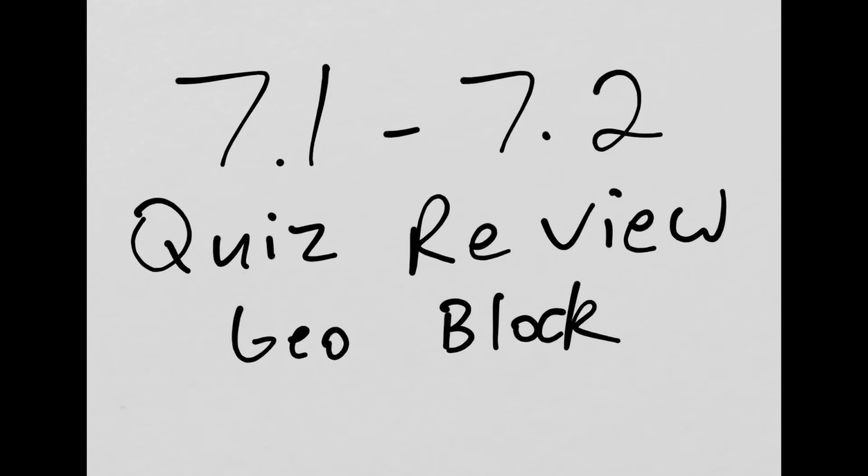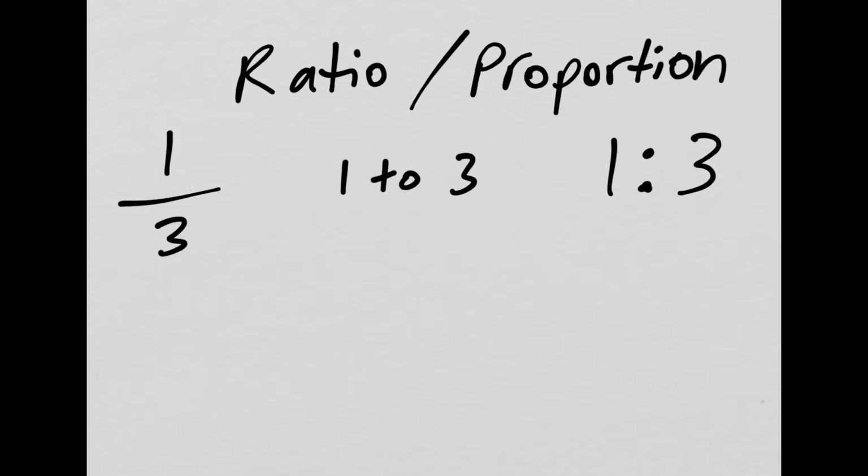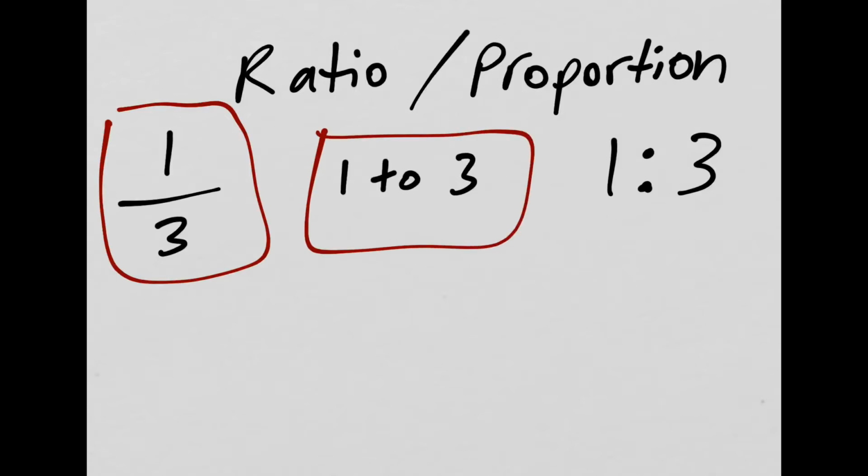This video is a review for 7.1 and 7.2 for Geometry Block. Ratios or proportions are about relative values. They can be written three ways: as a fraction, 1 over 3, with the preposition to, 1 to 3, or with a colon, 1 to 3.